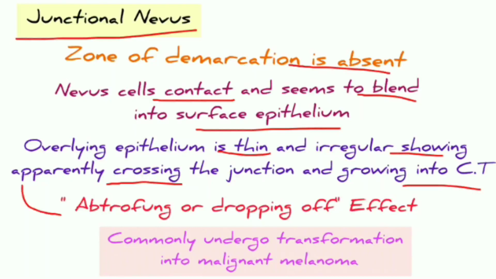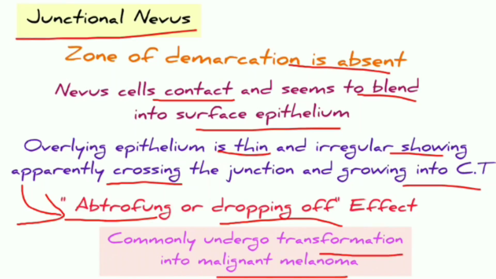And that is what we are calling atrophy or the dropping off effect. And this junctional epithelium commonly undergoes transformation in malignant melanoma. So this is again an MCQ question: in which histological type of nevus is transformation into malignant melanoma seen? So that is junctional nevus.